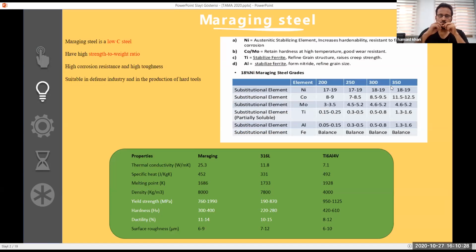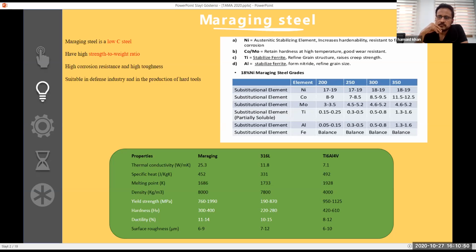Okay. So Maraging steel. Maraging steel is basically a low carbon steel. Unlike the common steels where the carbon content is high, in Maraging steel we use very low carbon. And that results in a high strength to weight ratio, high corrosion resistance in the Maraging steel components, and high hardness, high weldability. So they are very useful.